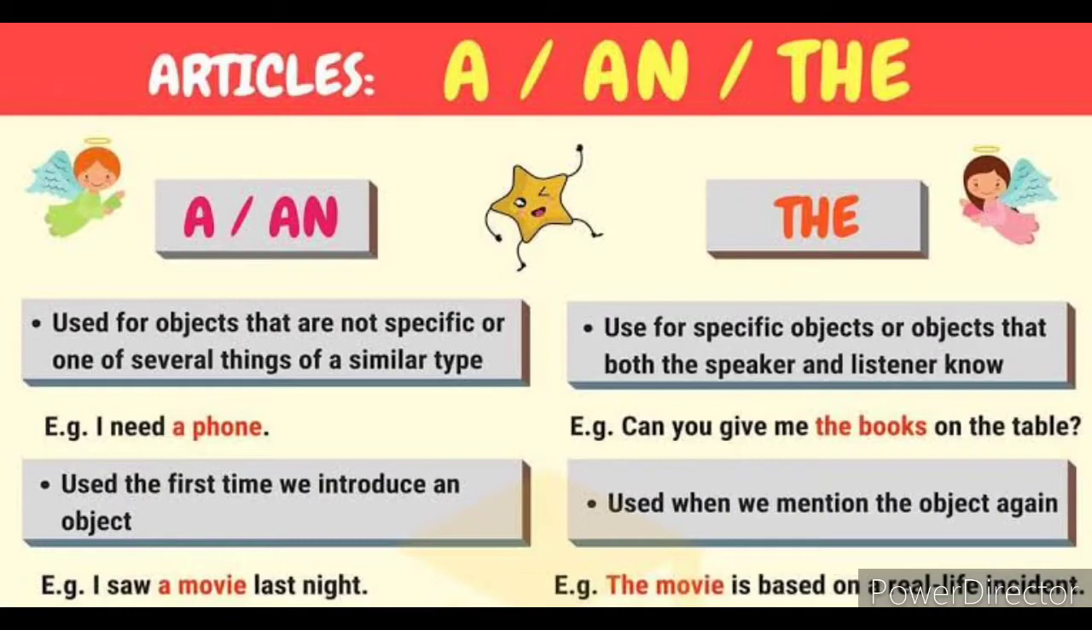A and an, the are the articles. A and an are the indefinite articles. The is the definite article. Look at the usage here.